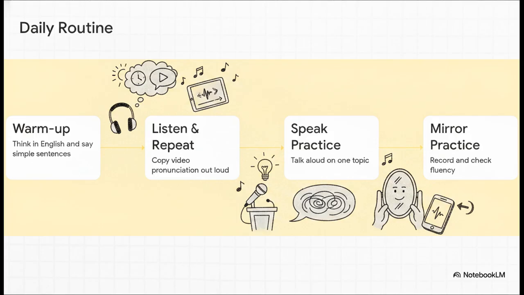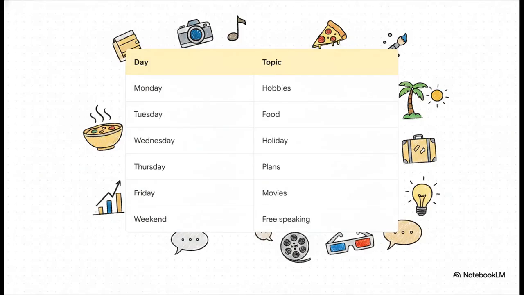Step 3, dedicated speaking practice. Talk aloud on just one specific topic for 15 to 20 minutes. And step 4, mirror practice. Spend 10 quick minutes recording yourself to check your fluency. Now, the hardest part of step 3 is usually just figuring out what to say, right? So let's remove that friction entirely.